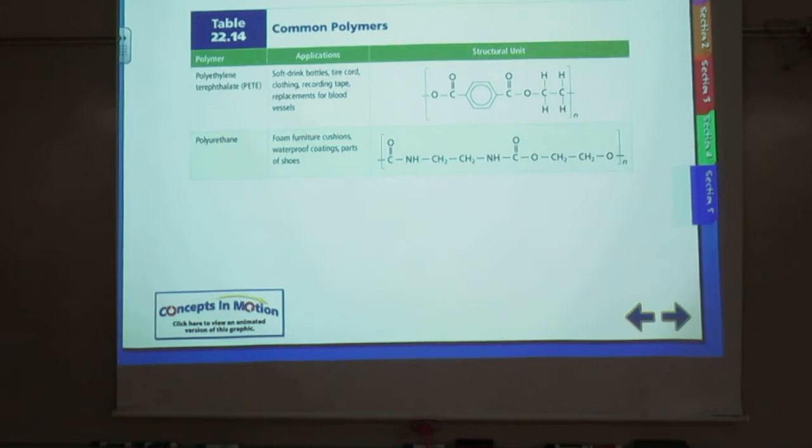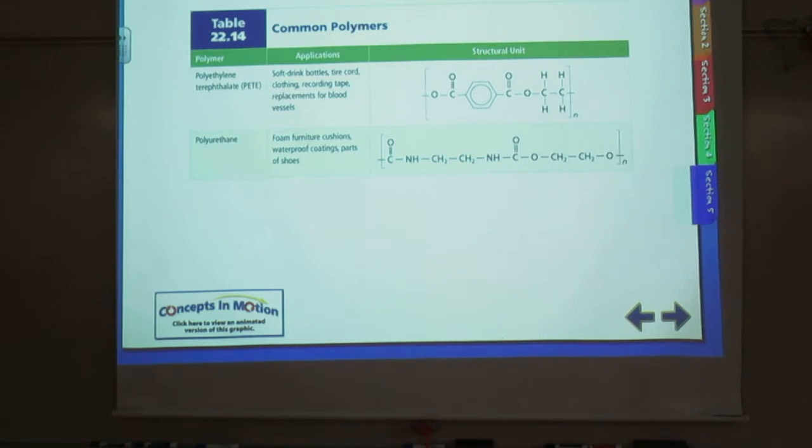A couple more, we've got the PETE, commonly referred to as plastic, which is found in bottles, tire cords, clothing. It's called polyethylene terephthalate. So you can see that has a benzene ring in it too. And it's got the ester group in it, the double bonded O with the O in the center, if you remember that's the ester group.